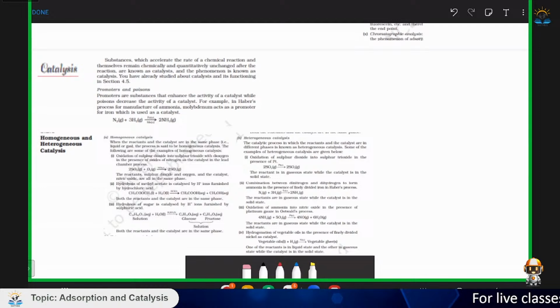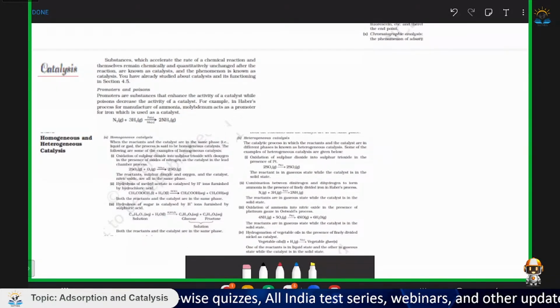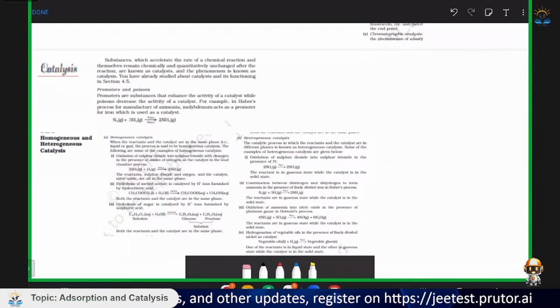Promoters and poisons. Promoters are substances that enhance the activity of catalysts, while poisons decrease the activity of catalysts. For example, in Haber's process for the manufacture of ammonia, molybdenum acts as a promoter for iron, which is the catalyst. Iron alone is enough as a catalyst, but molybdenum enhances it.